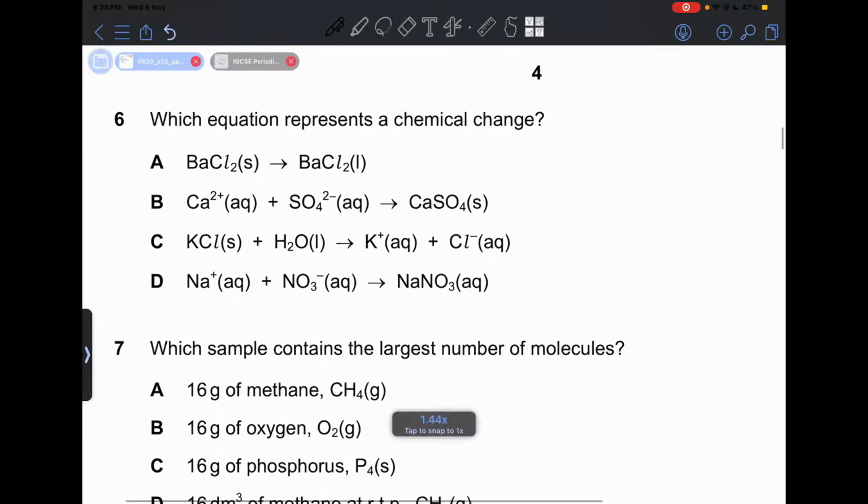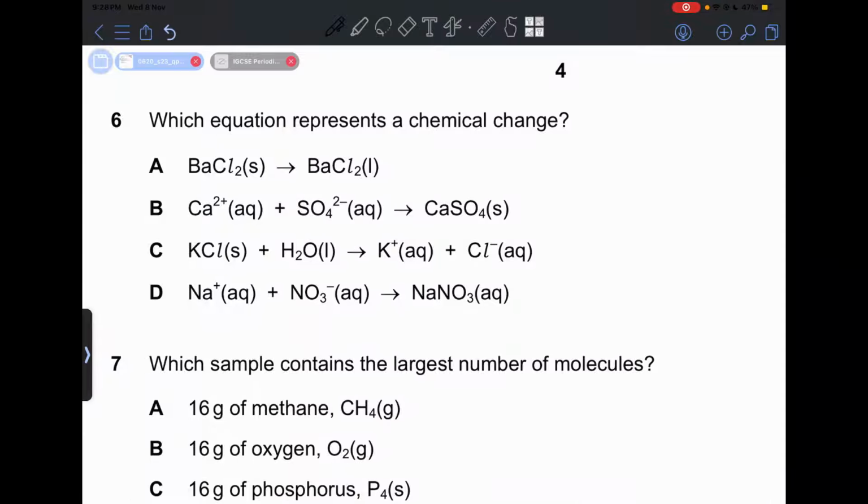Number 6, which equation represents a chemical change? A shows us that there was barium chloride, it was a solid, and then it became a liquid. This is actually not a chemical change, because it was solid and then it just melted into a liquid. This is just a change in the state of matter.